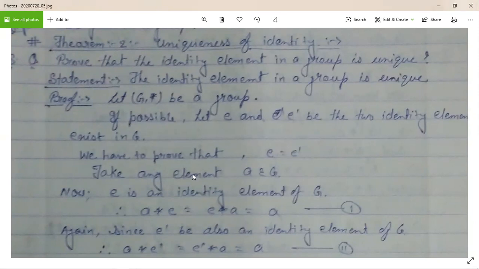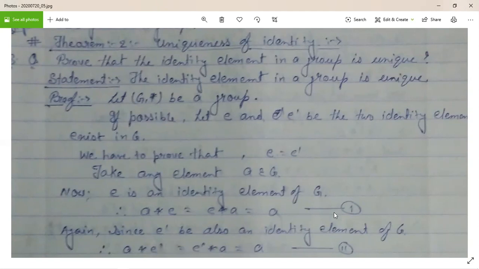Now taking any element a belongs to G, and we already know that e is an element of G. Therefore, we can write a star e equals e star a equals a. It will become equation 1. Again, since e dash is also an identity element of G, therefore we can also write a star e dash equals e dash star a equals a.